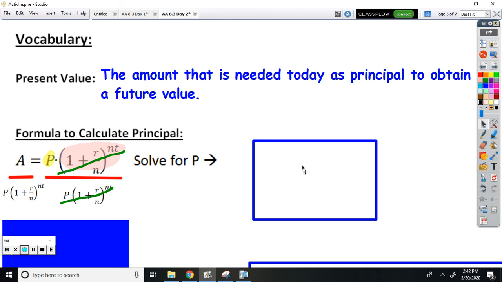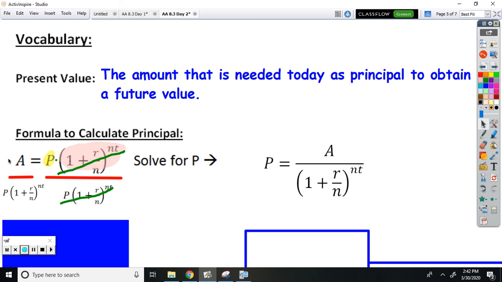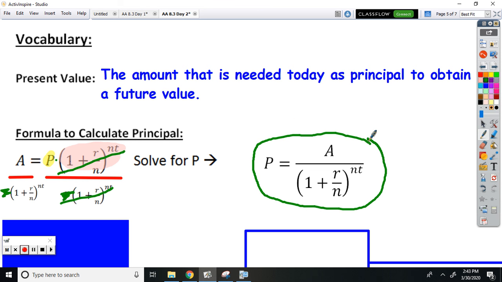So we end up with this equation, P equals A divided by, oops, a little typo in my presentation. Sorry about that. We should only be dividing by the 1 plus R divided by N to the NT power. Leave the P where it's at, so I'm just going to cross those out. And this is the new formula that you'll definitely want to make sure you jot down before you take your mini quiz. It is on the formula sheet if you open the formula sheet while you're taking the quiz as well.